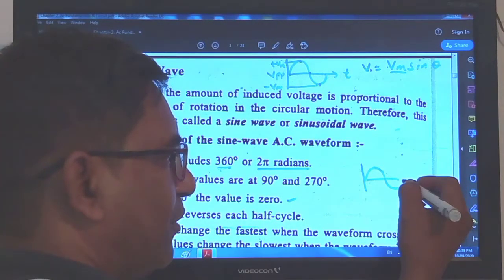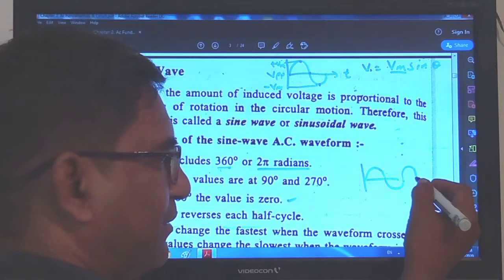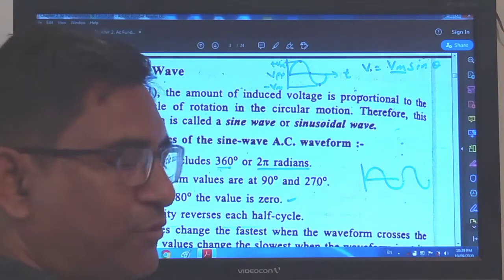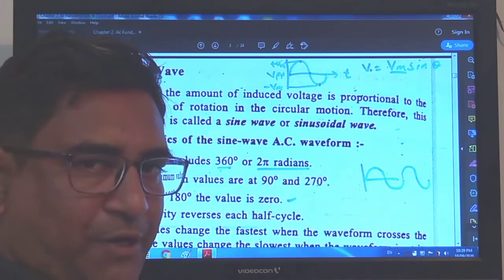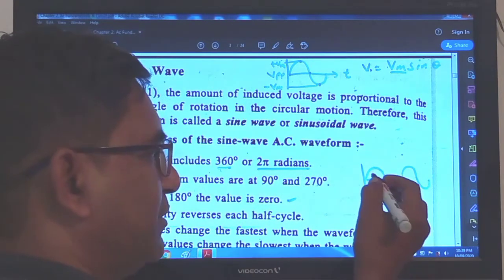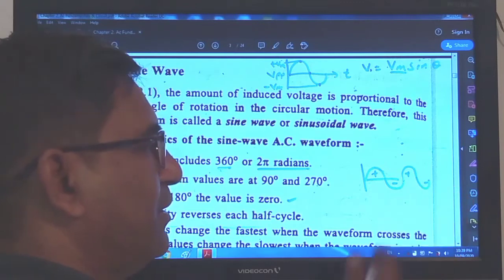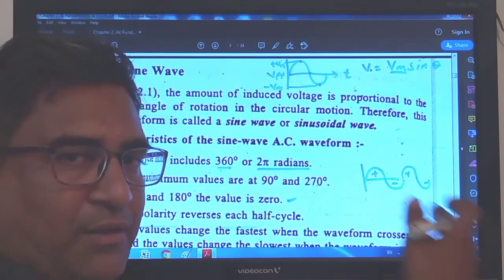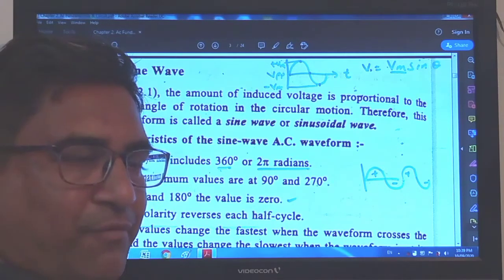Next, if you draw it, you will get this half cycle, and next you get this one half cycle. So for each half cycle, the polarity changes: positive, negative, positive, negative, positive, negative. Whenever a cycle completion occurs, the positive and negative cycles are formed.